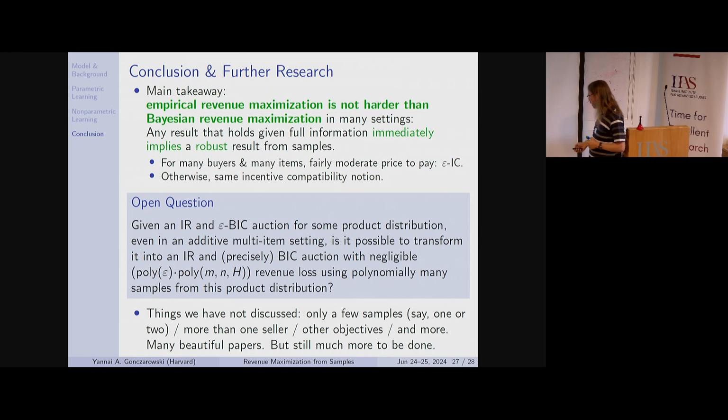Other objectives: we talked about revenue, you can talk about welfare, you can talk about other objectives to design for. And many more things. There are also many beautiful connections. There are connections between selling with one sample and the Bulow-Klemperer theorem. Many other beautiful things that we simply could not cover in three hours. These are many beautiful papers, but there also is much more to be done.